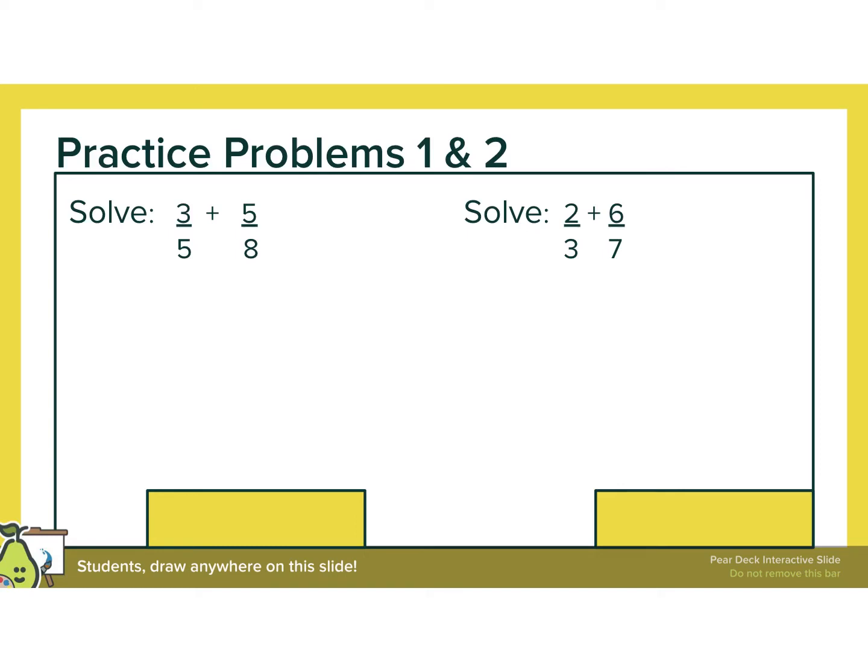Okay, let's see how you did with practice problems 1 and 2. First thing I'm going to do is write this vertically. I'm going to put the 5/8. Actually, I'm going to rewrite the whole thing. 3/5 plus 5/8.